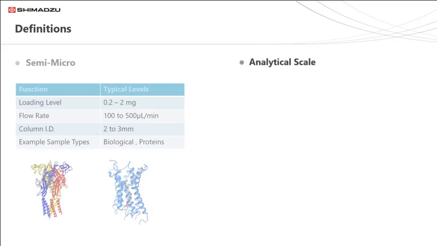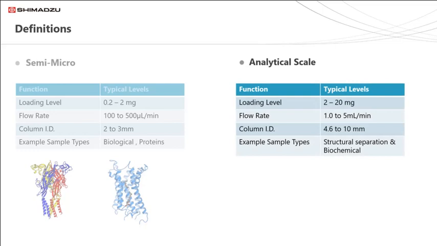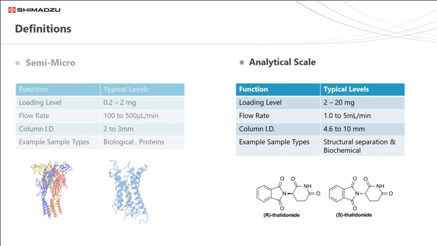Analytical scale. The loading here is typically 2 to 20 milligrams on column, with flow rates ranging from 1 mil a minute to 5 mils a minute. Column IDs vary from 4.6 to 10 millimeters, and they're used for structural separations.